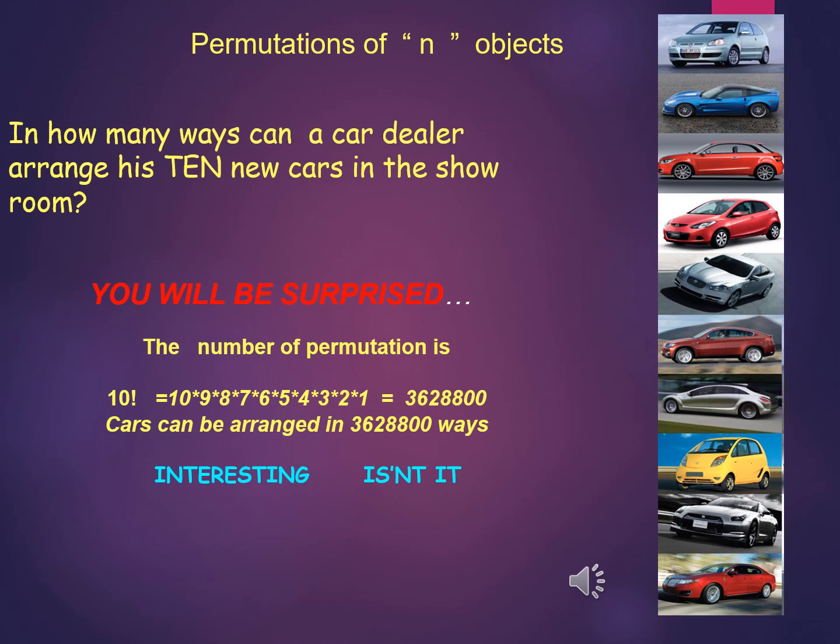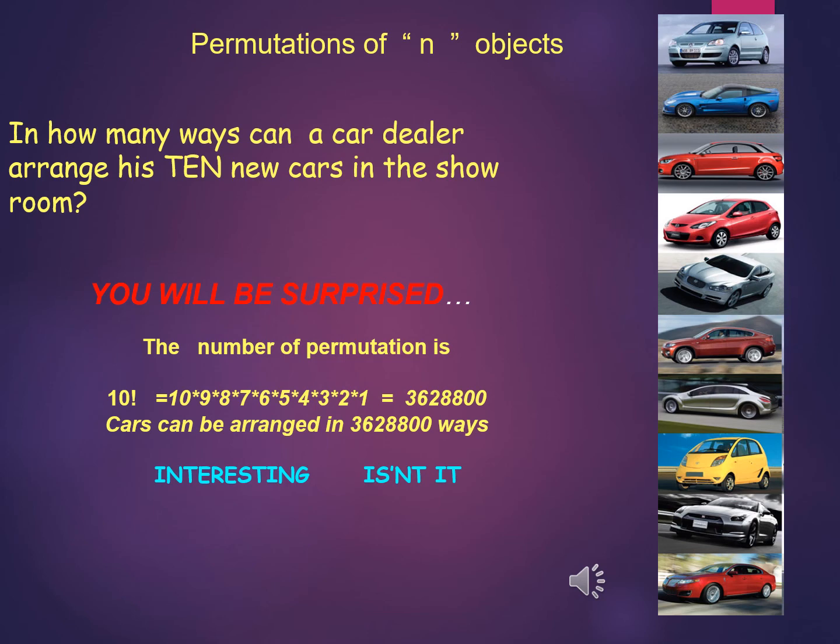So how many? Are you surprised? How many ways? 36 lakhs 28,800. So 10 cars can be arranged in these many ways. So these are the permutations.